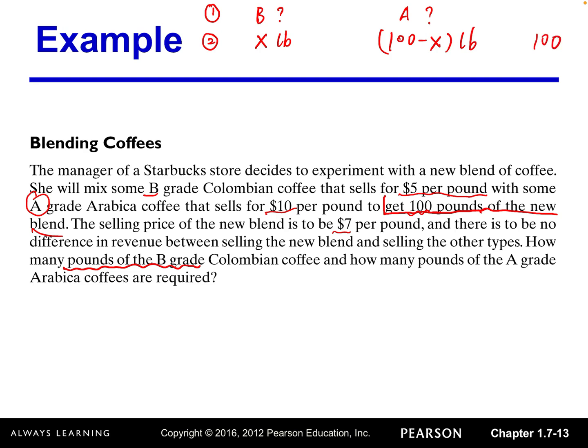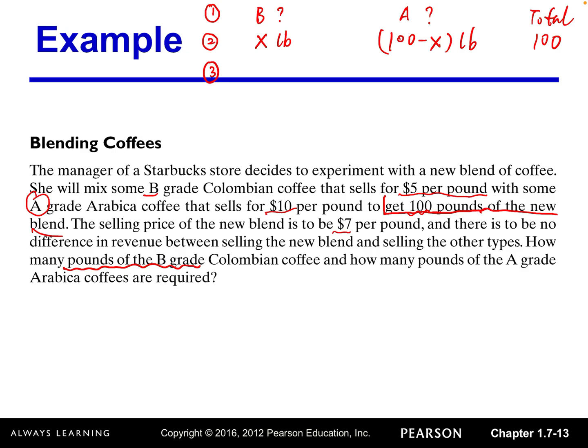The total is 100 pounds, right? We let X represent the grade B coffee required, and 100 minus X pounds represent the amount of A grade coffee required, and then blend these two together in order to get 100 pounds of new blend. So we assign variables, and the next step, we would like to translate the known facts into mathematical expressions and try to identify the model.